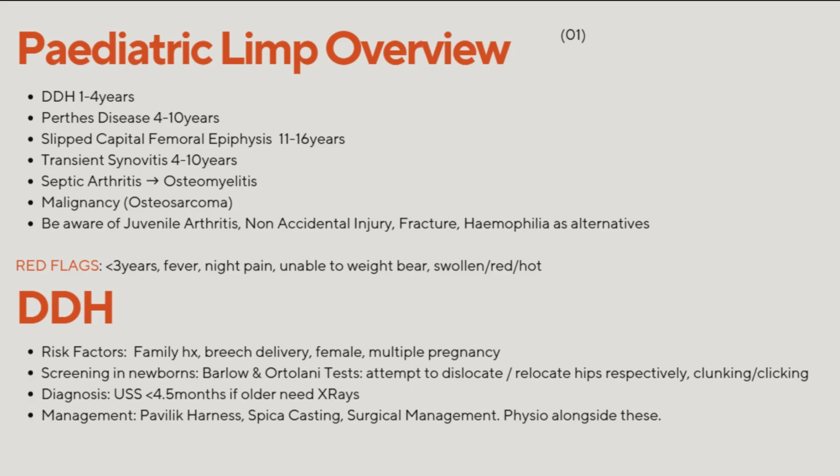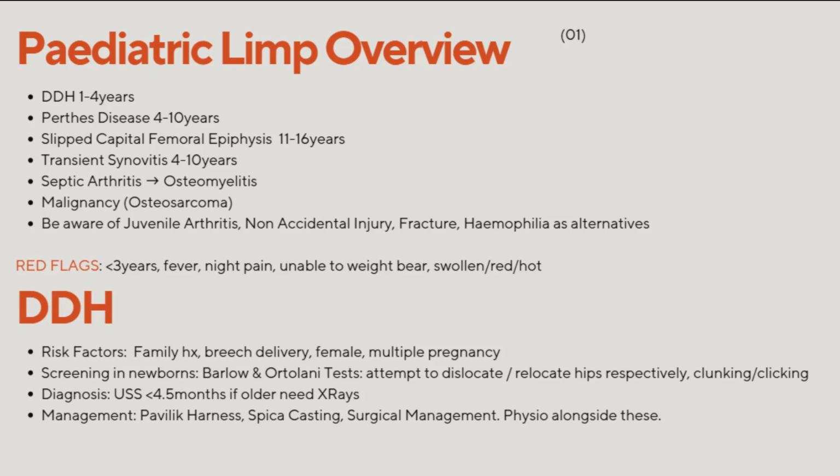So we're going to focus on a few key diagnoses that will include things like DDH, which is developmental dysplasia of the hip, Perthes disease or avascular necrosis of the femoral head, slipped capital femoral epiphysis in slightly older patients, and transient synovitis, which would normally be a diagnosis of exclusion after a viral illness.